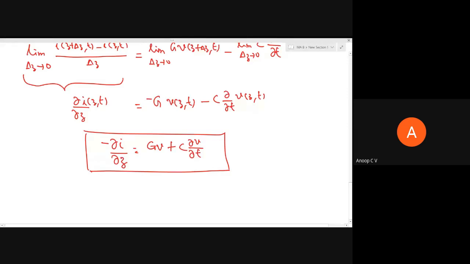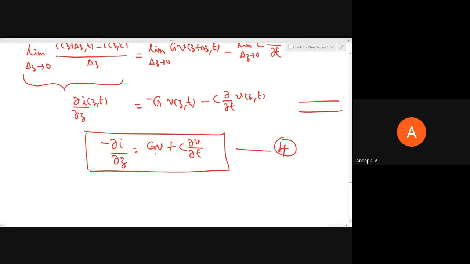How can you interpret this? What is the significance of this? What is the physical meaning of this particular equation? Maybe I'll call it equation number 4, I guess. So what is the physical significance of this equation? It simply means the reduction or change in current when I move along the positive z direction of the transmission line is attributed to this GV.